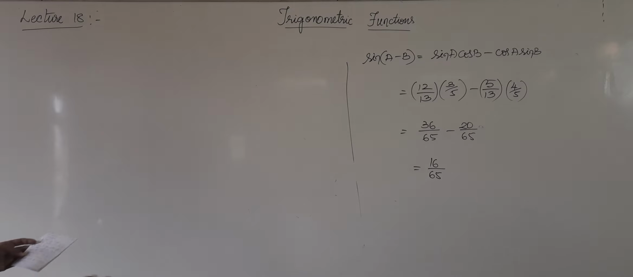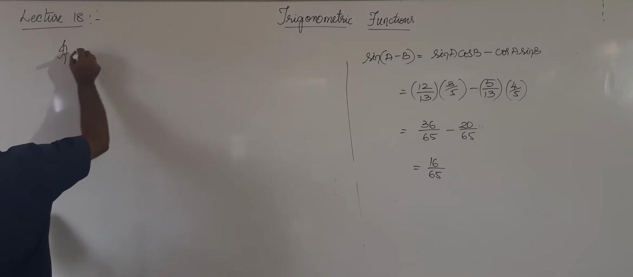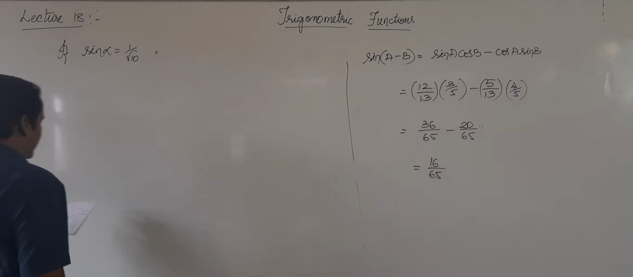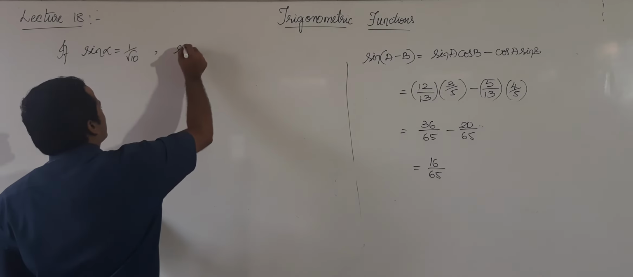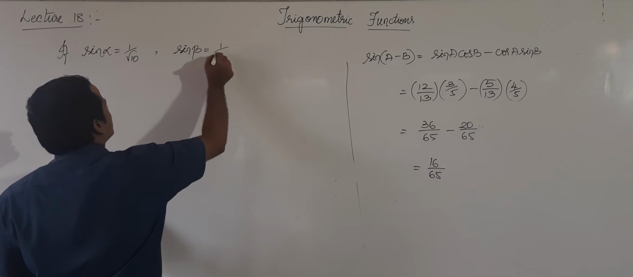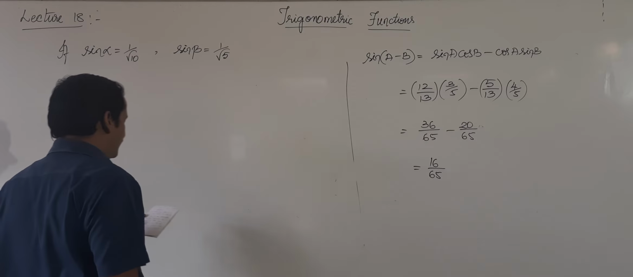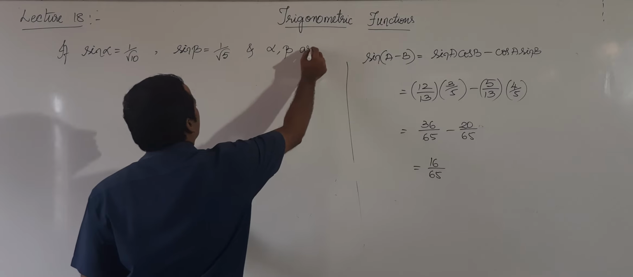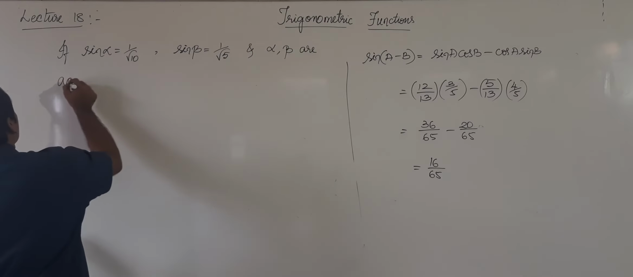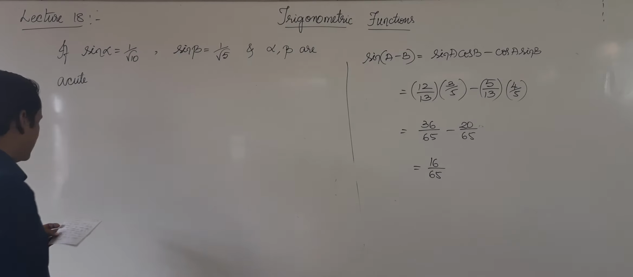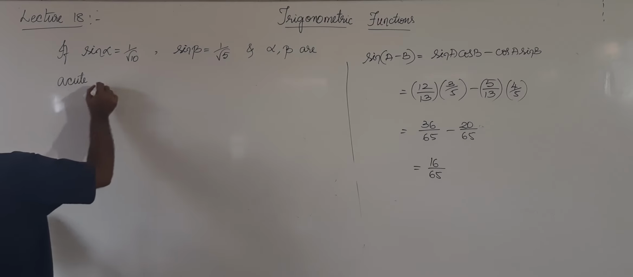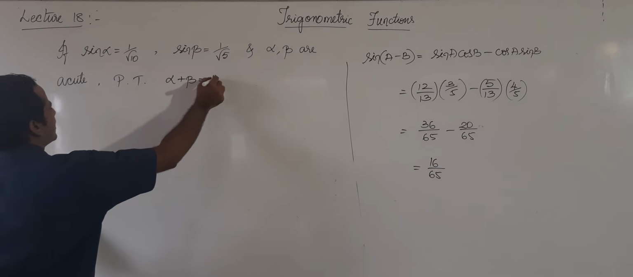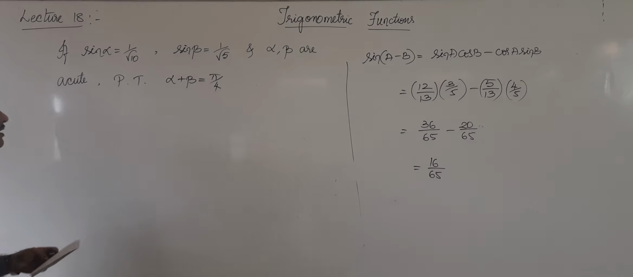If sin alpha is equal to 1 by root 10, sin beta is equal to 1 by root 5, and alpha beta are acute, prove that alpha plus beta is equal to pi by 4.